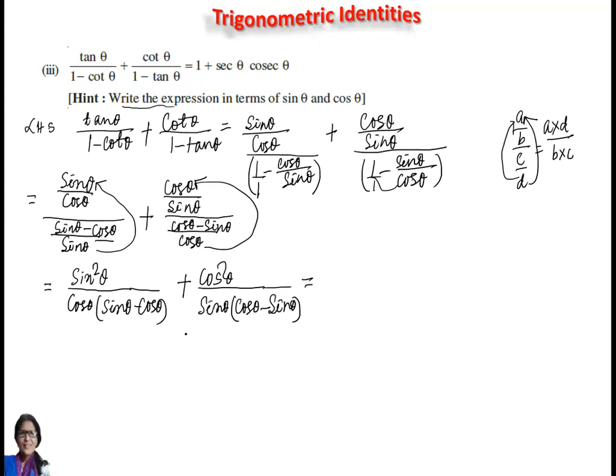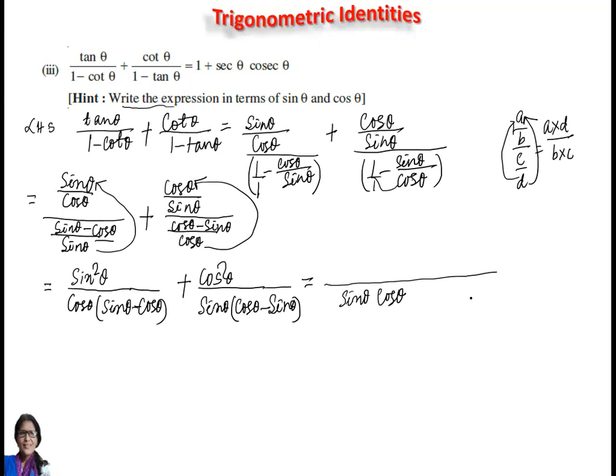Next again simplification. Now when you simplify, take care of this LCM. What will be the LCM? Here it is sin theta, cos theta, that it can be written. Sin theta term is also there, cos theta is also there. Now what about this sin theta minus cos theta and cos theta minus sin theta? Are they same or different? Both will be written.